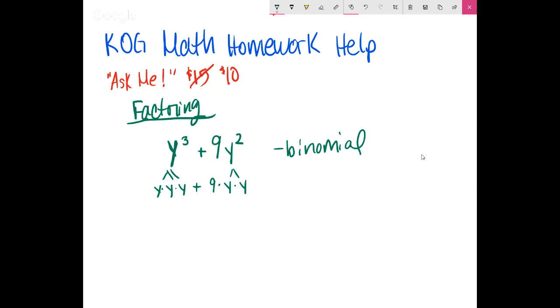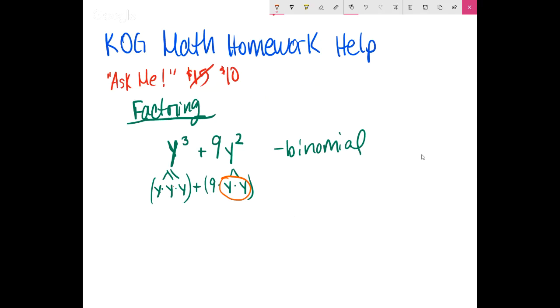So now if we look at them like this, let's ask the question again. What do these two terms in this binomial have in common? Well, I see a bunch of y's, so I'm going to circle the amount of y's that both terms have in common. And the last one only has two y's.